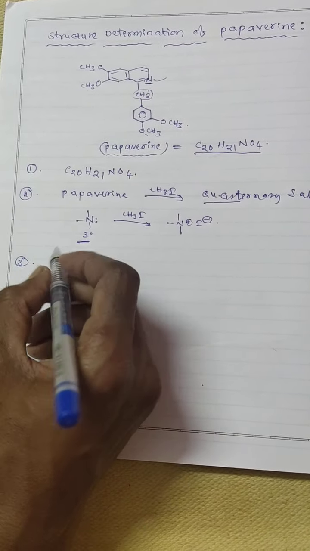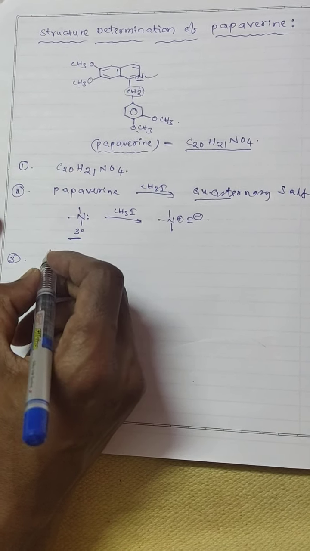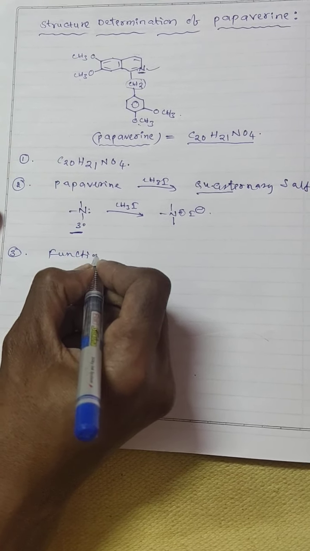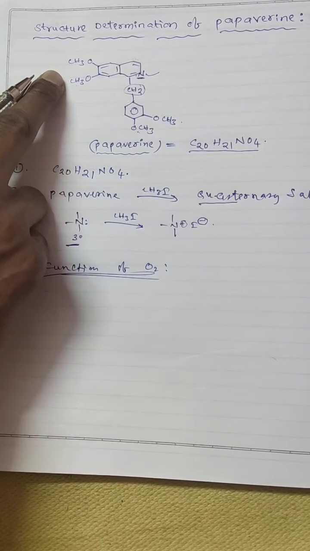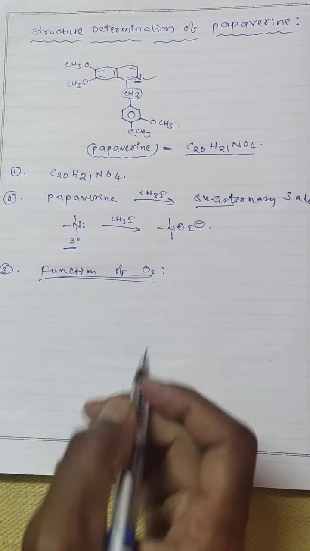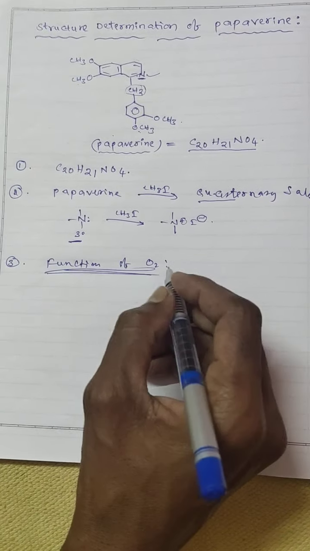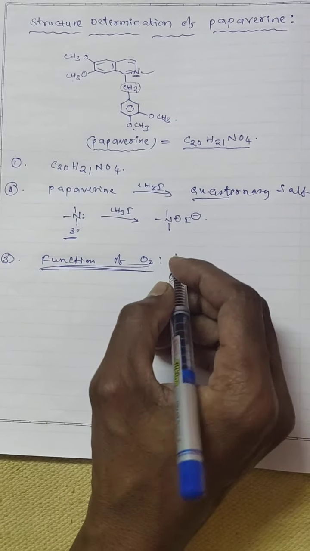Now third point, how many methoxy groups are present in papaverine? That is the question. That is the function of oxygen. We already know this because the structure of papaverine is known. There are 4 methoxy groups present in papaverine. So how to determine the oxygen function, I mean, how to determine the number of methoxy groups present?